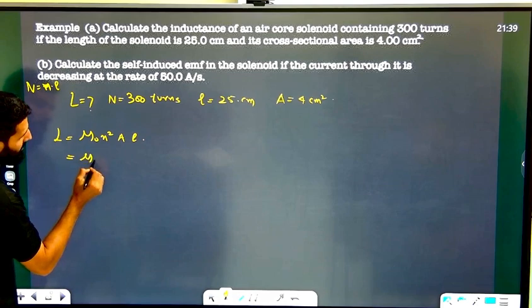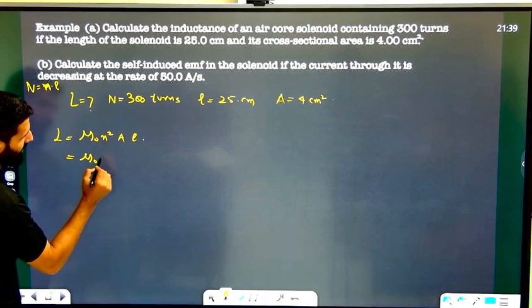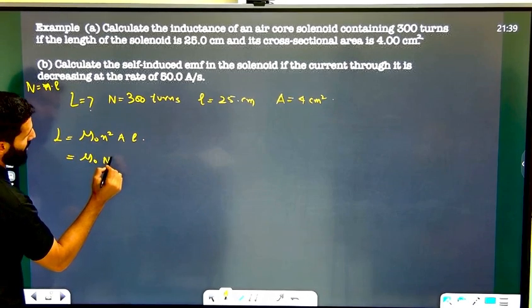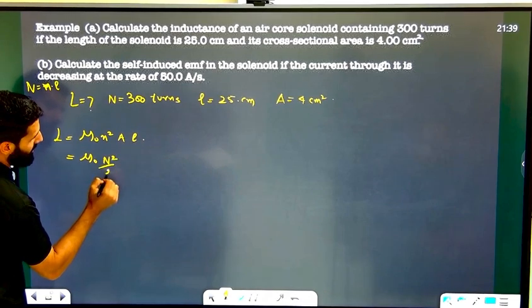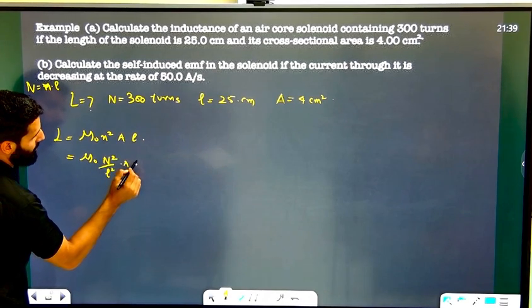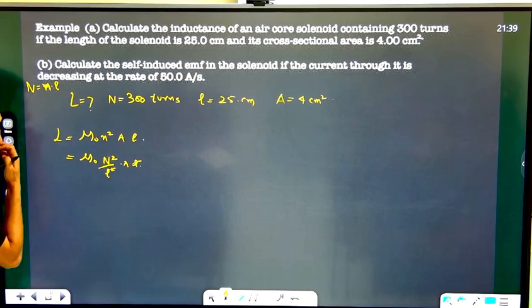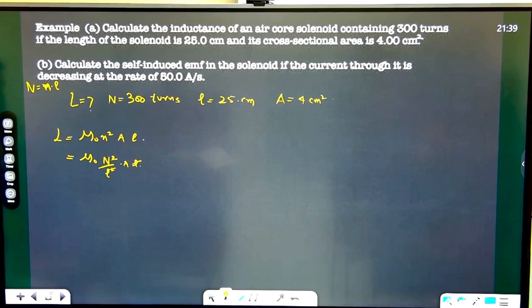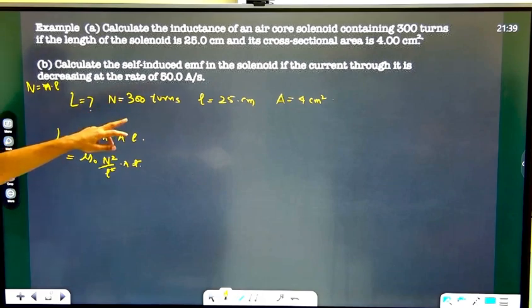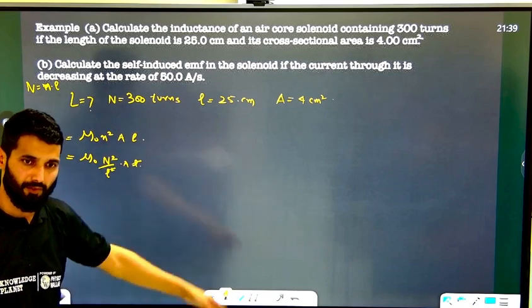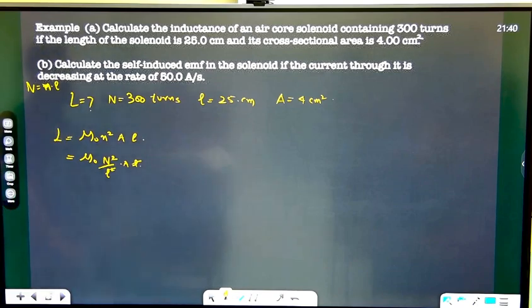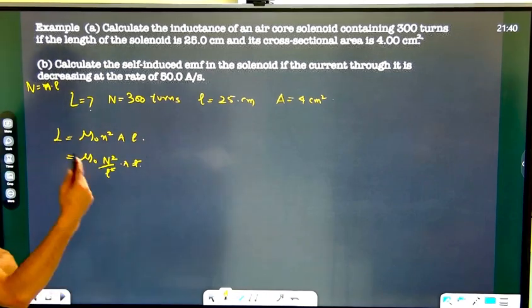But the problem here is we have capital N, so we can write N square divided by L square. This L and L get cancelled. We put in the N value and we get L, which is 144 by 25 microhenry. Now calculate the self-induced EMF if the current through the solenoid is decreasing. Can you find it? I can. Nothing can stop me.